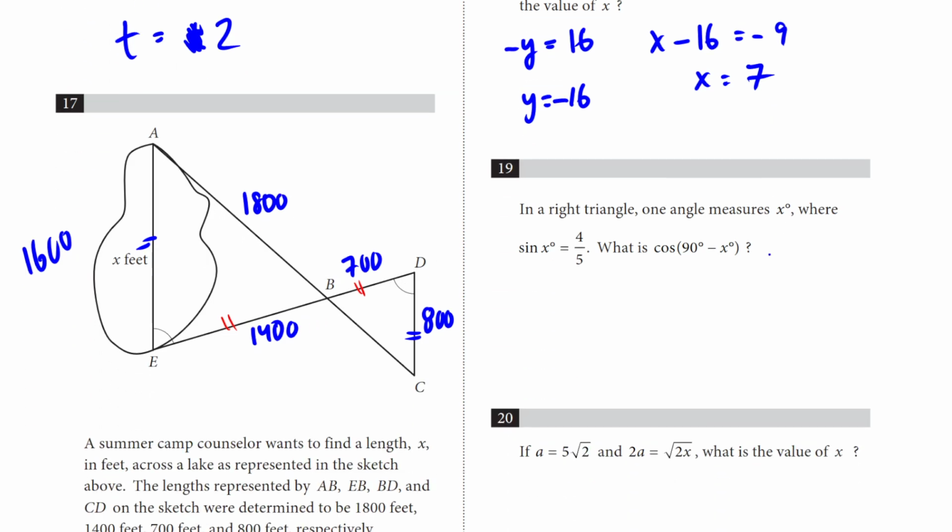In a right triangle, one angle measures x, where sine x is equal to 4 over 5. What is cosine of 90 degrees minus x? Oh no. What do I know about cosine? So what's happening here is this is a shift from sine. It's 90 degrees. So this should just be the same value. Just be 4/5 because we're just shifting the graph over.